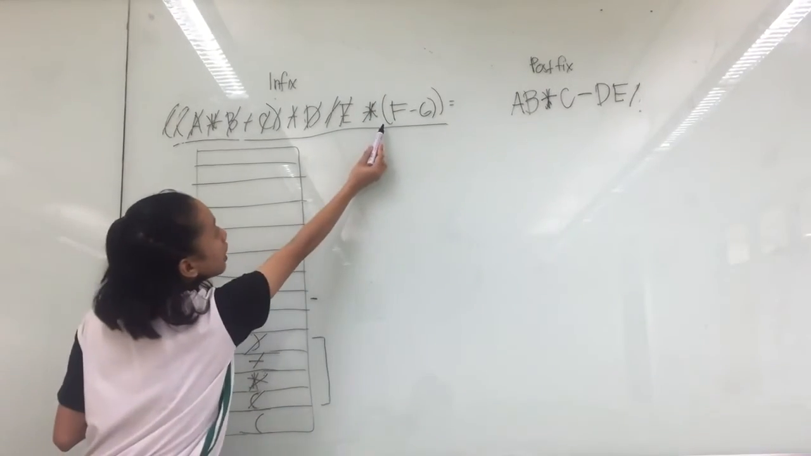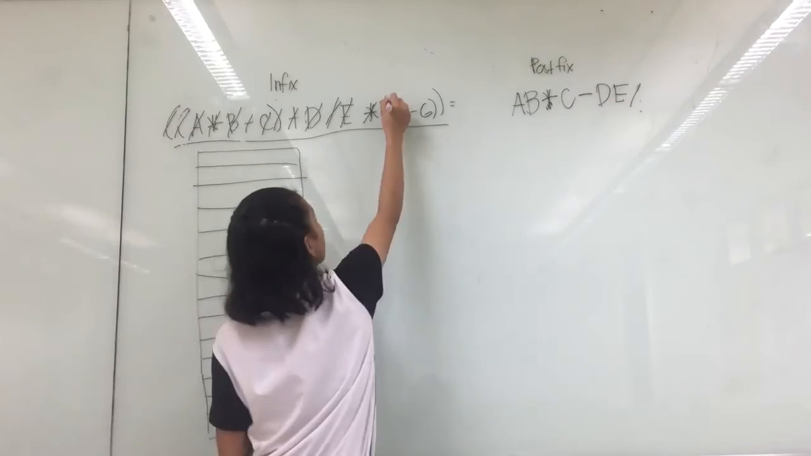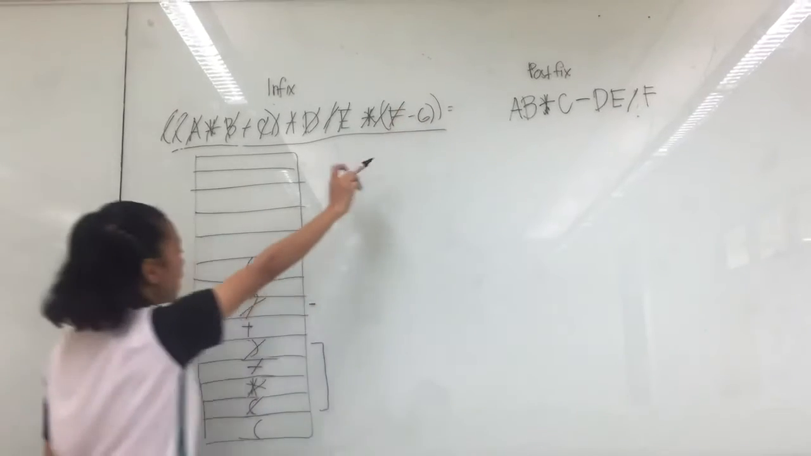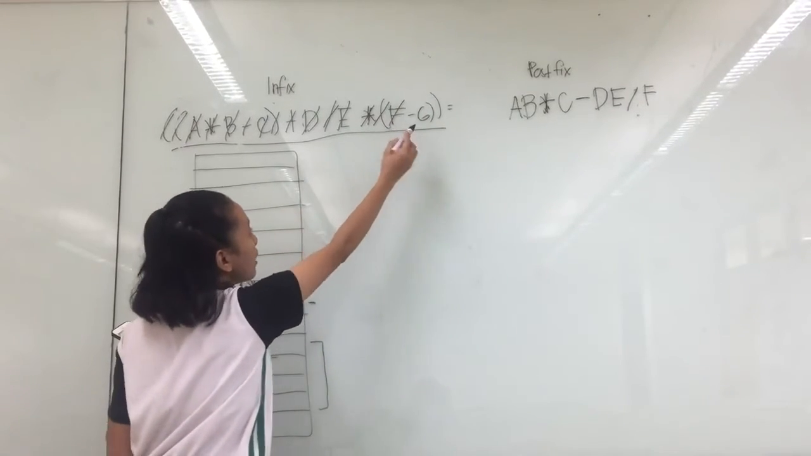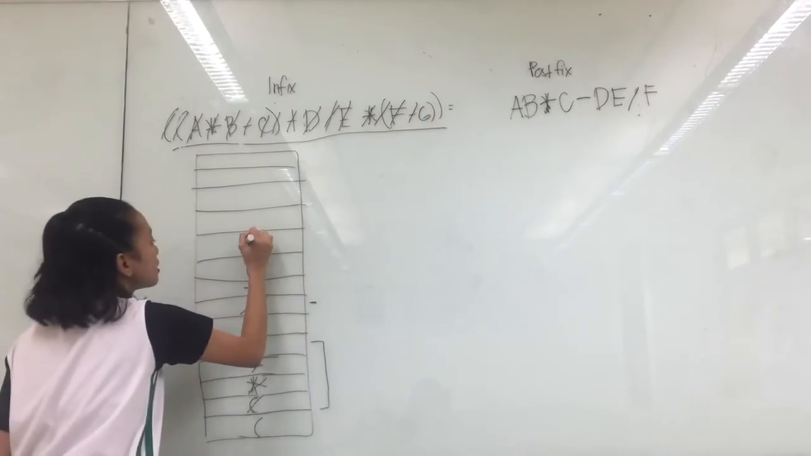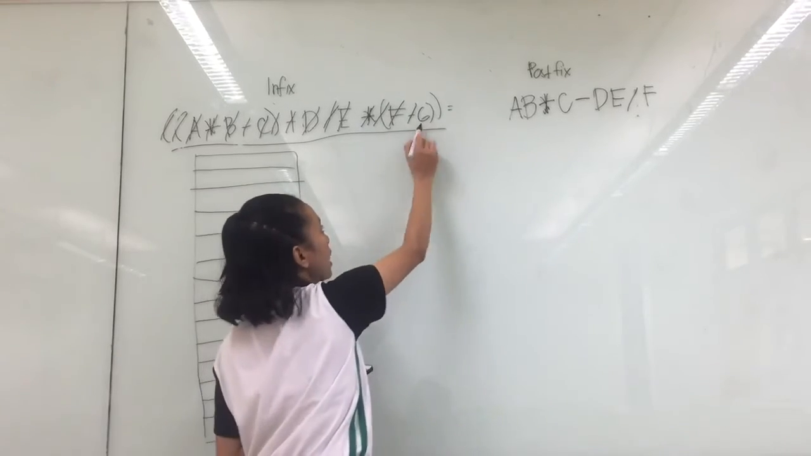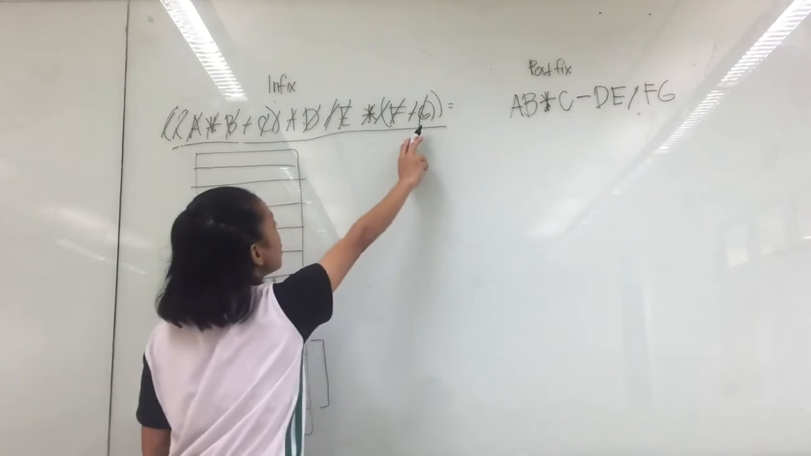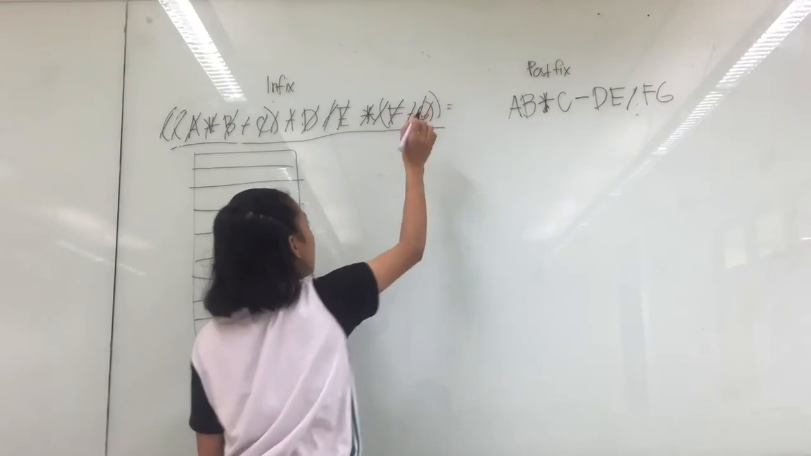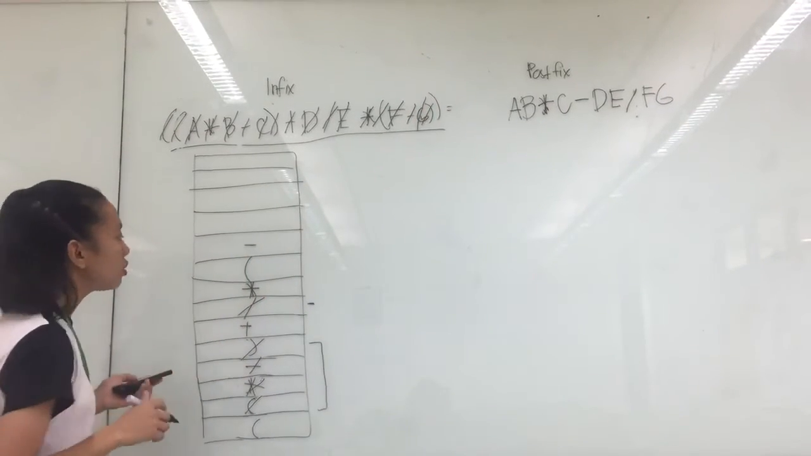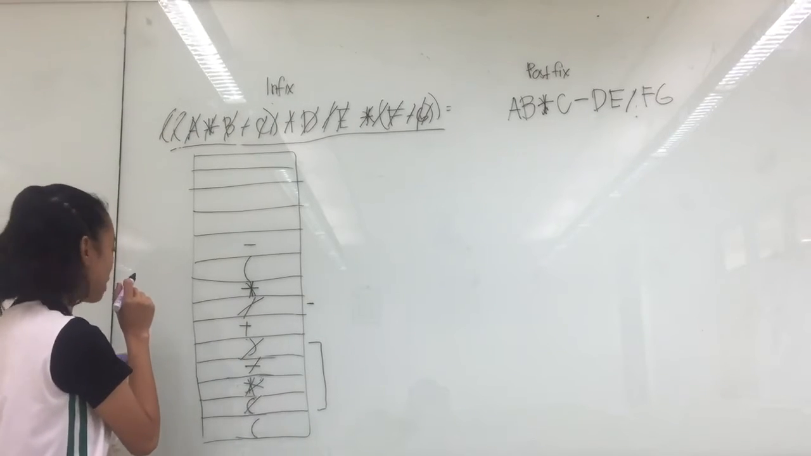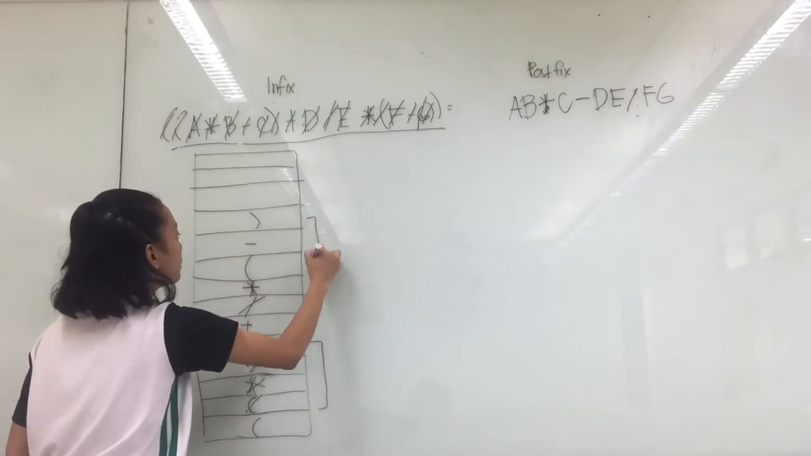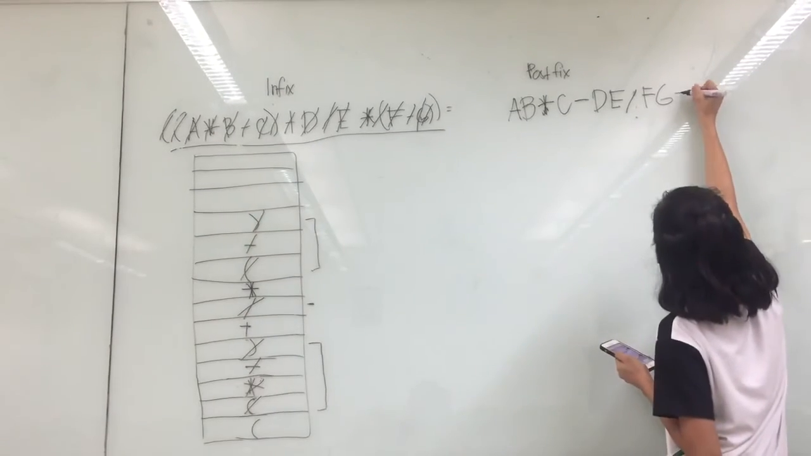Next is an open parenthesis. F is an operand. You must write it on the postfix. Next is an operator. You must write it on the stack. Next is an operand. Write it on the postfix notation. Next is close parenthesis. Again, if you encounter the close parenthesis, the operator between the close parenthesis and open parenthesis should be popped. Put it on the postfix notation.